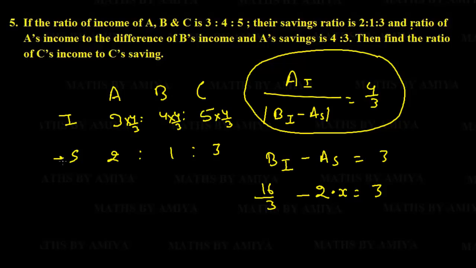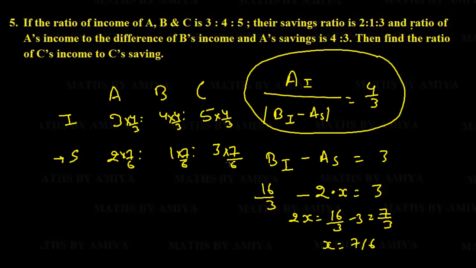But we have to work on the savings. So 2 times some factor minus is equal to 3. So by this we can say 2x is nothing but 16 by 3 minus 3, that is 16 minus 9, 7 by 3. So x becomes 7 by 6. So we have to multiply 7 by 6 in the saving term, and one multiplication means multiplication in all. And this is our merged ratio.